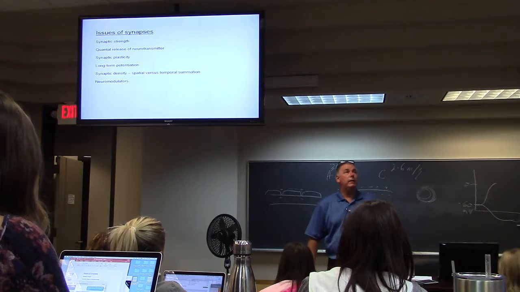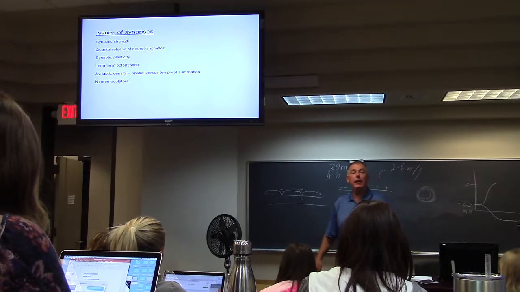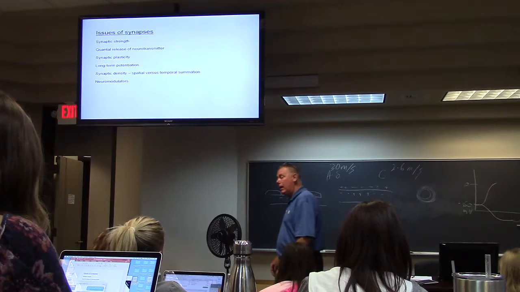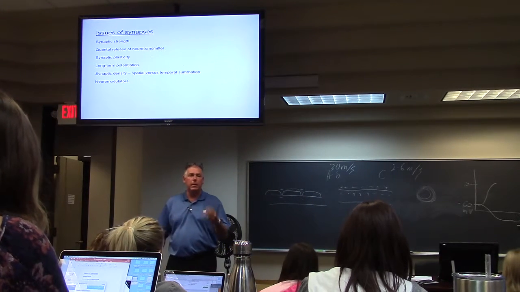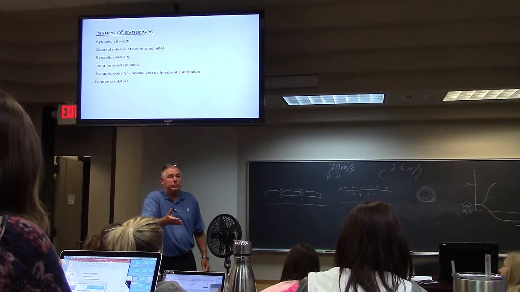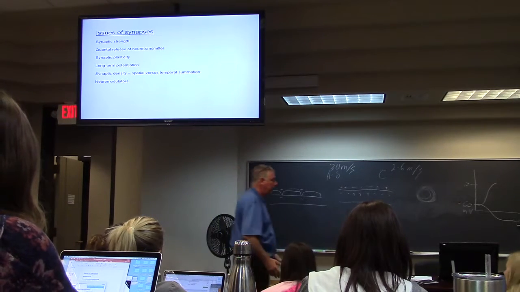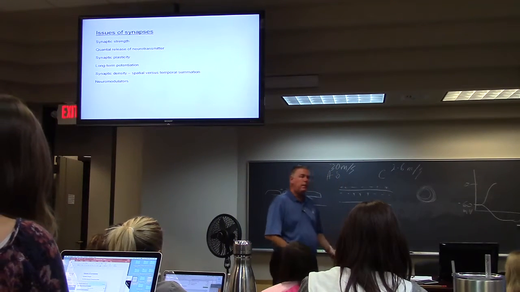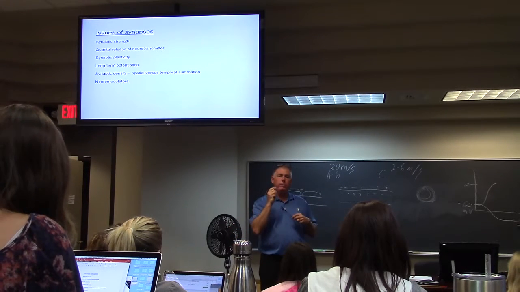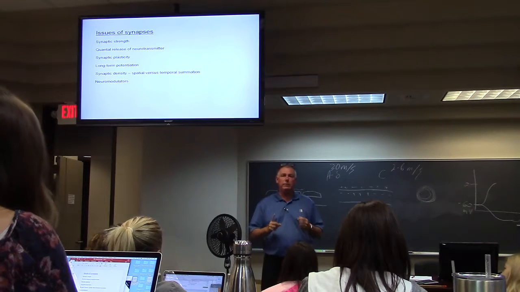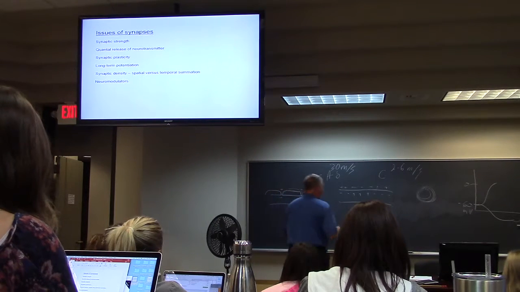Synaptic density. There's actually three things about synaptic density. One is how many synapses are associated with something. If you take the cerebellum, the primary cell of the cerebellum is called a Purkinje cell.